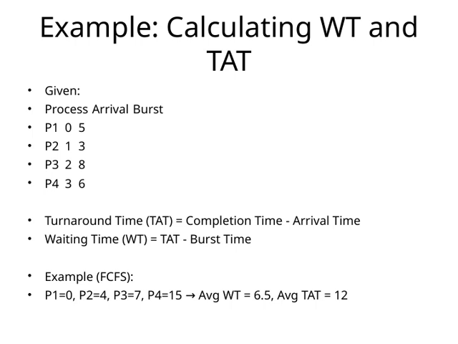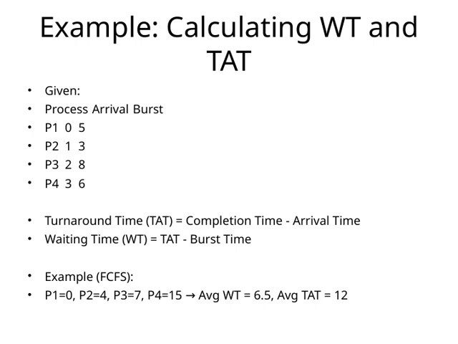Now, the key formulas here are quite straightforward. Turnaround time, or TAT, is simply the completion time minus the arrival time. This tells us how long a process has been in the system from start to finish. Waiting time, or WT, on the other hand, is the turnaround time minus the burst time. Essentially, it measures how much time the process spent waiting in the ready queue, not actively using the CPU.